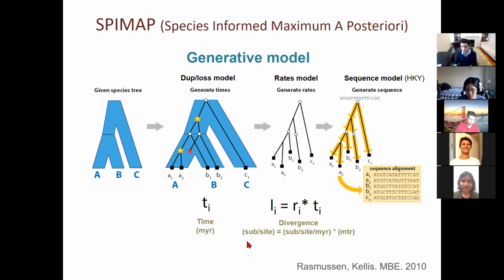So who's with me so far on this complete model that's putting all these pieces together: the species tree, the duplication and loss model, the rates model, and ultimately the sequence model. All of that in a generative framework that allows us to propose different types of topologies, lengths, rates, times of divergence, and then evaluate them in the context of the observed data using Bayesian inference and maximum a posteriori estimation.